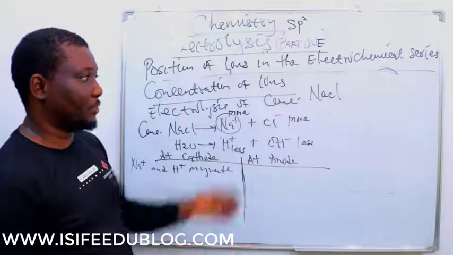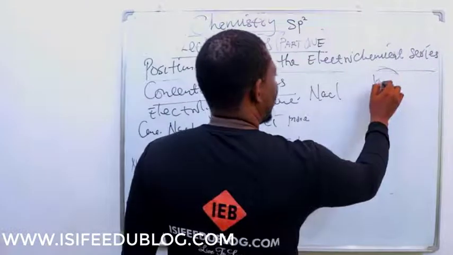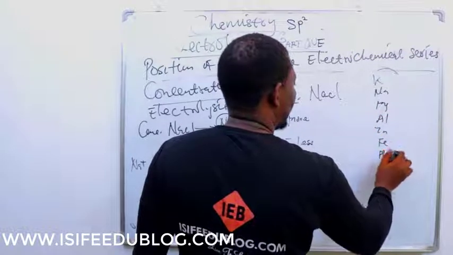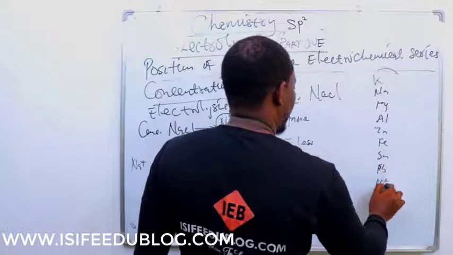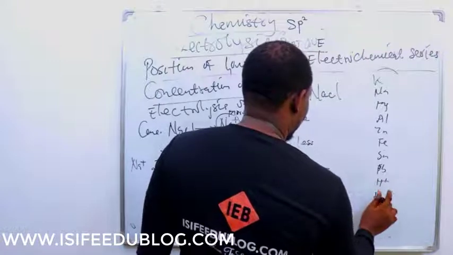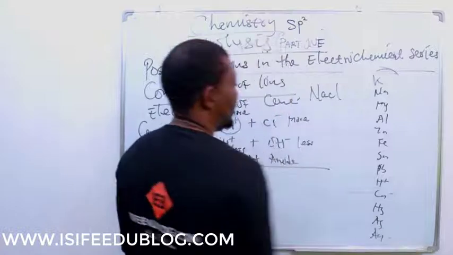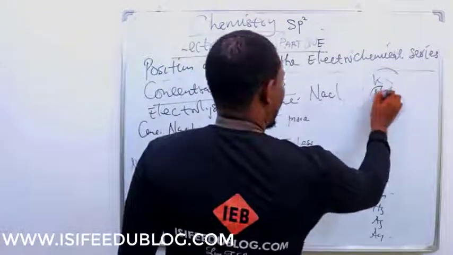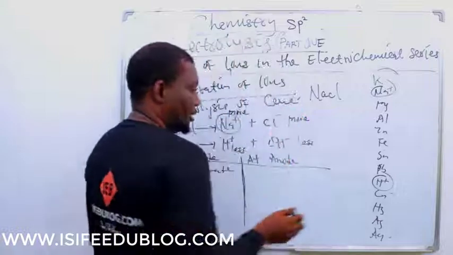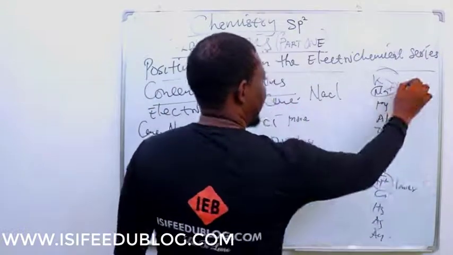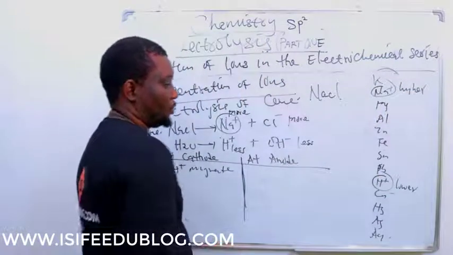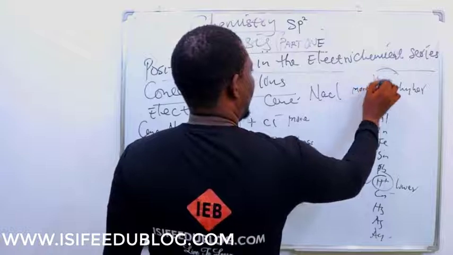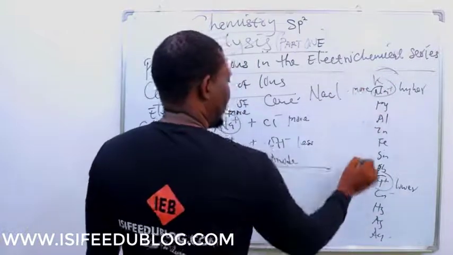Let me just give you a quick reminder of the electrochemical series again: K, Na, Ca, Mg, Al, Zn, Fe, Pb, H, Cu, and Au. Looking at the series again, at where sodium is and where H is, in terms of position, this is lower, this is higher. The lower the cation, the more readily it is discharged, so H is discharged in terms of position. But in terms of concentration, Na plus is more concentrated than H. This is more, this is less.